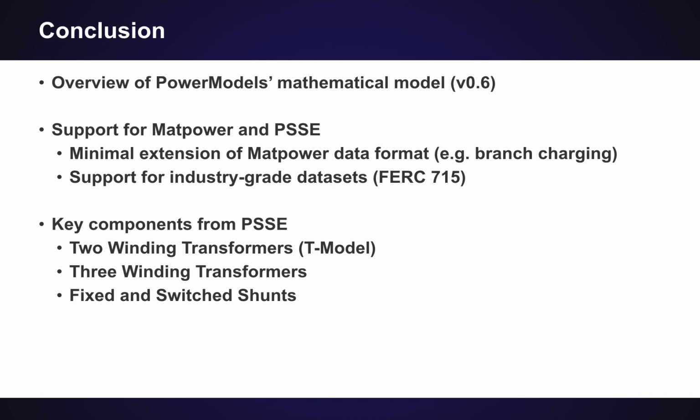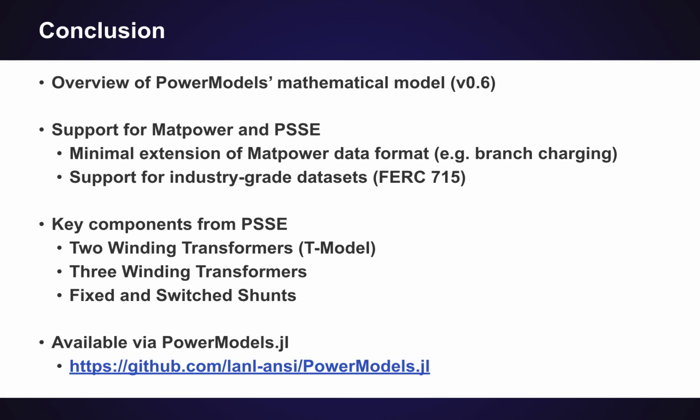The key components from PSSE that were interesting to handle here were two-winding transformers, because we had to go from a T model to a pi model, three-winding transformers, and then these fixed and switched shunts. All of these extensions are currently available in the open source version of PowerModels.jl. Any version after version 0.6 will have all of these features included.